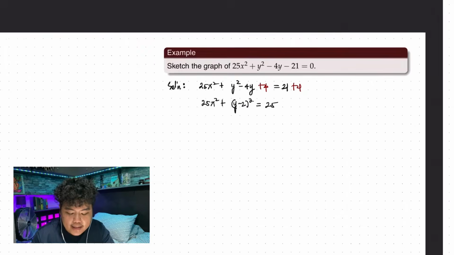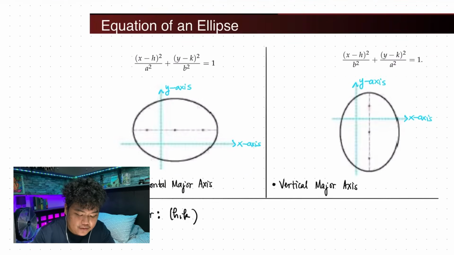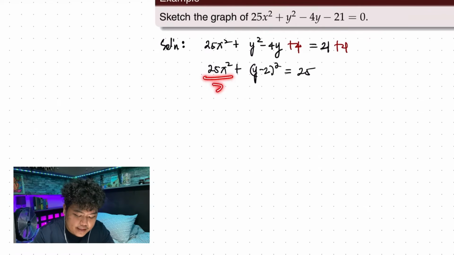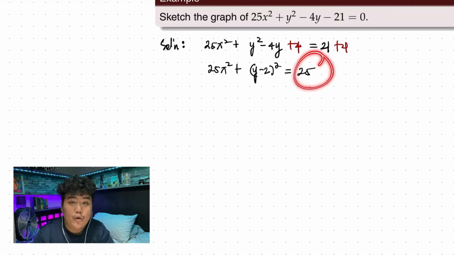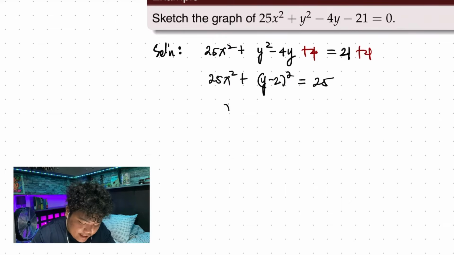Tapos na ba yan? Kailangan magaya natin yung form. But the form tells us that yung right-hand side or yung isang side is 1. That's why we have to divide both sides by 25 to make this 1. So what happens? We get x squared, or x squared is x minus 0 squared plus y minus 2 squared over 25 equal to 1.